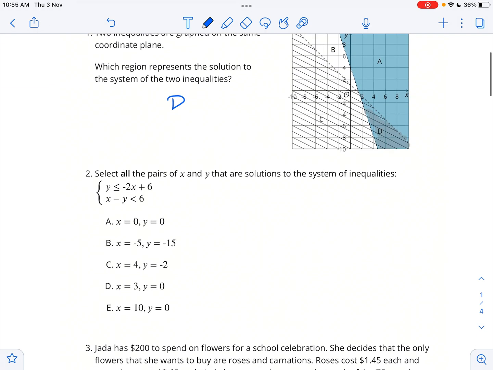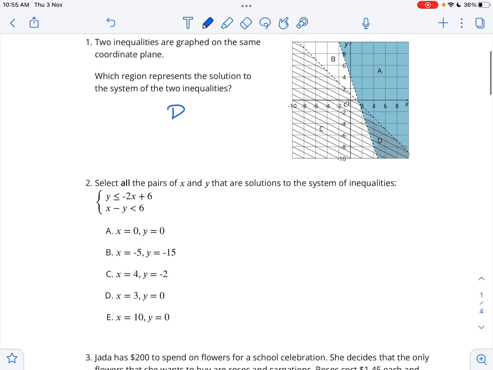Question 2. Select all the pairs of x and y that are solutions to the system of inequalities. y is less than or equal to negative 2x plus 6, and x minus y is less than 6. So on this one, I'm just going to show one of these, how you would do it, and then I will give you the answers.